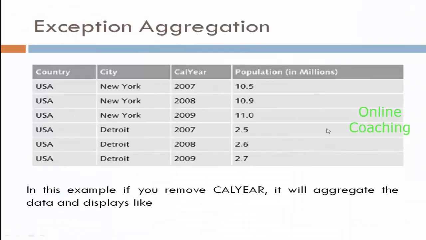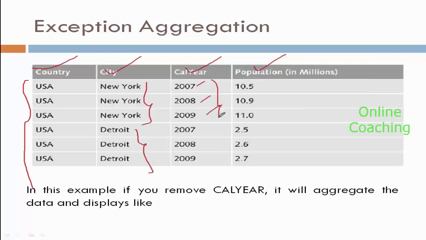Then I have one more situation. I have one more table with country, city, calendar year, and population. Country is the same for all the records, but for city I have two sets, two different cities. Again, the year is different in every row, for set 1 and set 2. Population we don't bother about, because population is a key figure. What if I remove the calendar year? How will the data be displayed here?